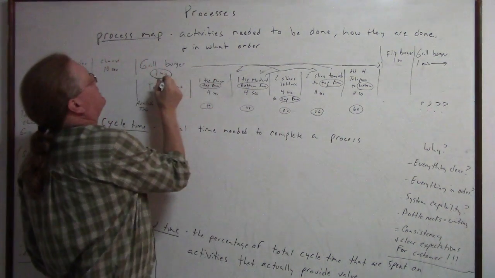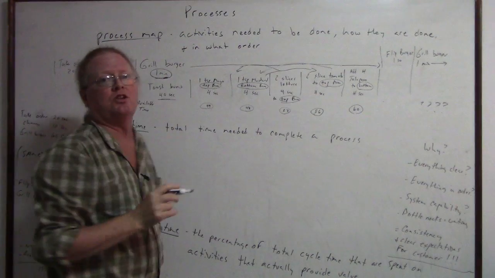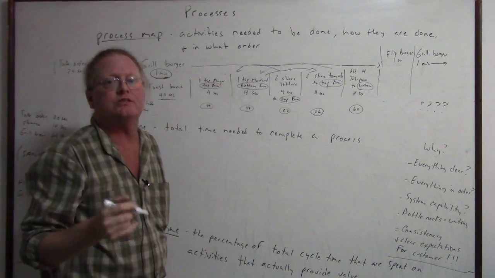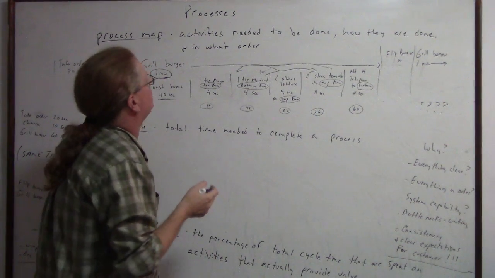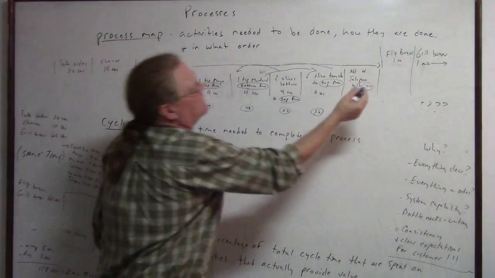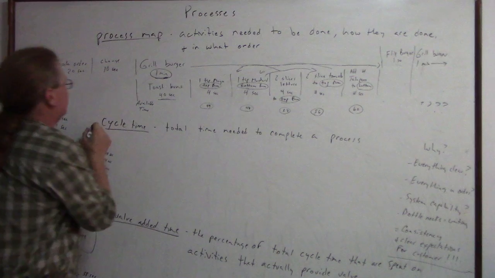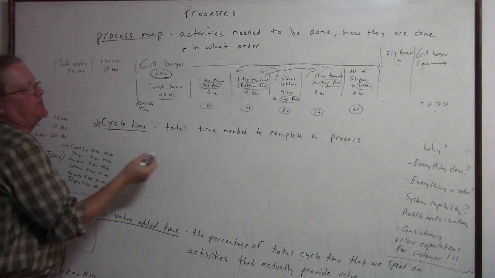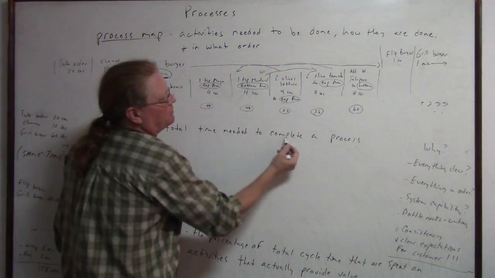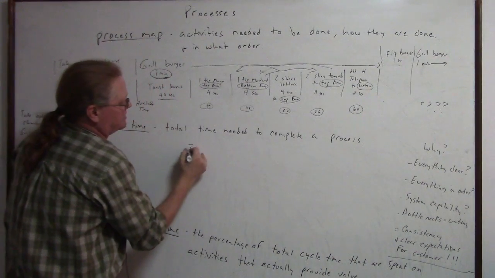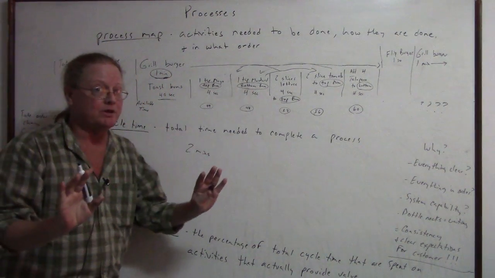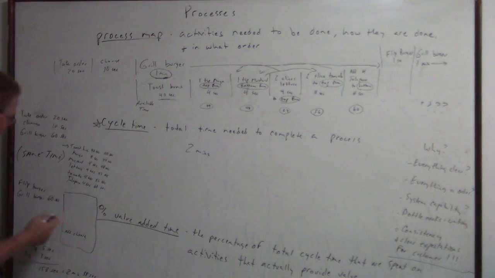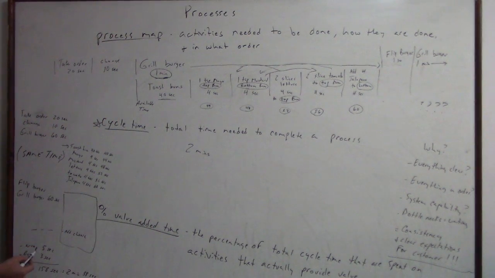But if we go back to here, grilling the burger takes the longest. It takes the longest, and we're going to get into another concept later on in the semester. But we have 1 minute, 2 minutes. So our next concept is cycle time, the total time needed to complete a process. And in this case, it looks like it's going to be 2 minutes at the moment, because now, once we put the burger together, we're going to have to wrap it and bag it.